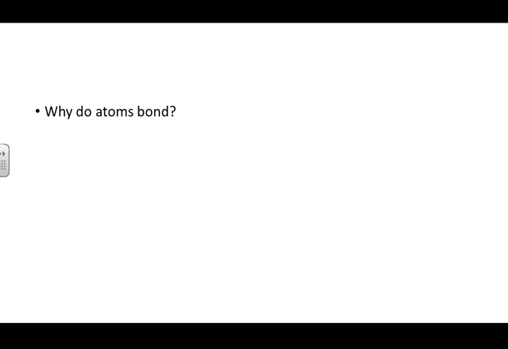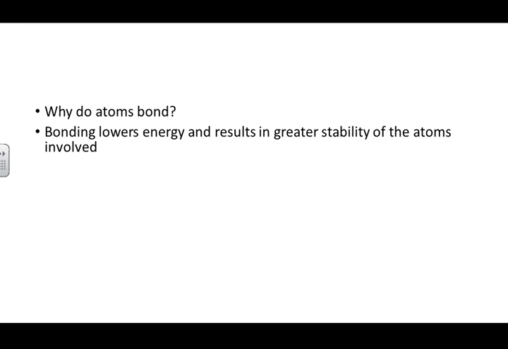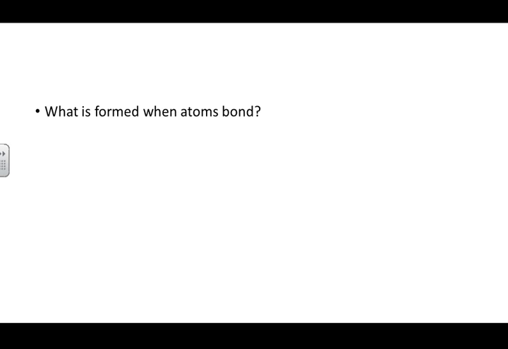Why don't atoms just stay pure? There are very few elements that exist pure in nature. The big reason is that atoms don't tend to be energetically stable. They have a tendency to lower their potential energy when they bond with other atoms. So bonding has the effect of lowering energy and results in greater stability between the atoms that are involved. Stability is the key, and the key to stability is lowering your overall potential energy.